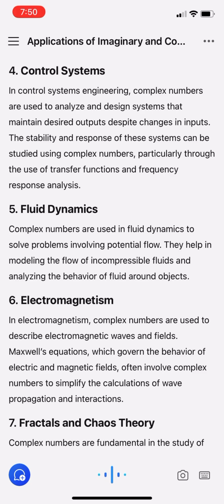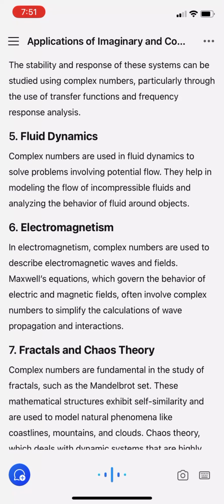5. Fluid dynamics. Complex numbers are used in fluid dynamics to solve problems involving potential flow. They help in modeling the flow of incompressible fluids and analyzing the behavior of fluid around objects.